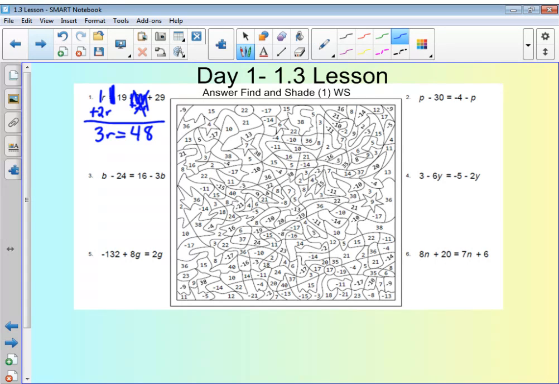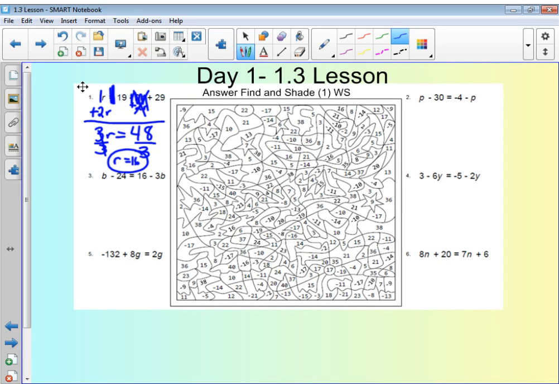Now I can work to get R by itself. So now I'm down to a one-step equation. Divide by 3, divide by 3. So 48 divided by 3 is 16. Let me double check myself. It's late in the evening and I'm recording this and I don't want to make a mistake. Yeah, I was right. But see, I even second guess myself sometimes. So R equals 16.